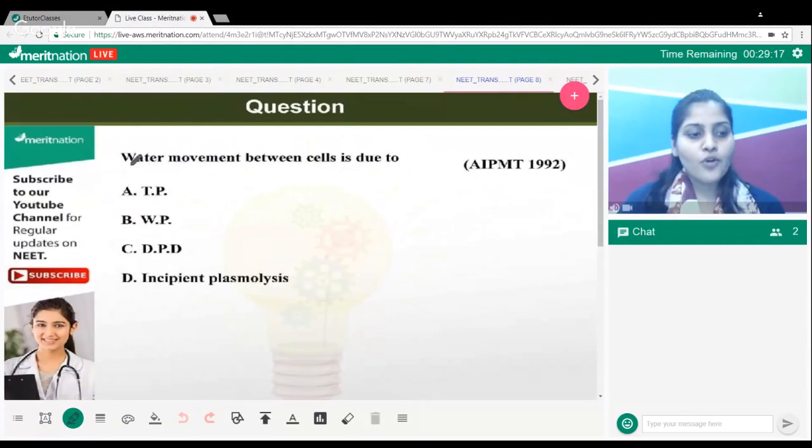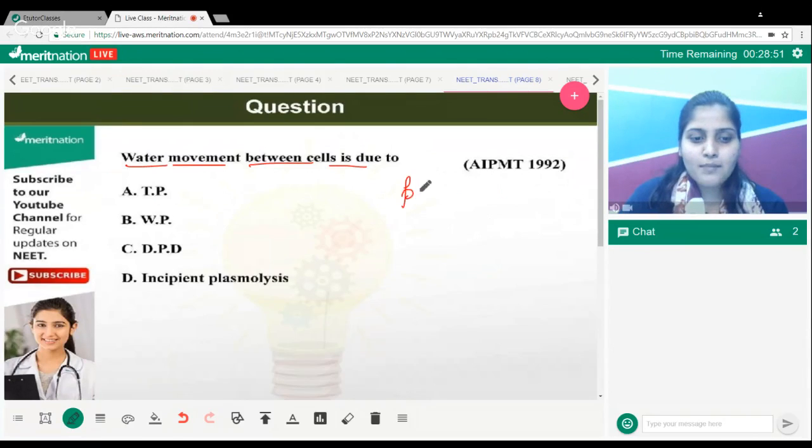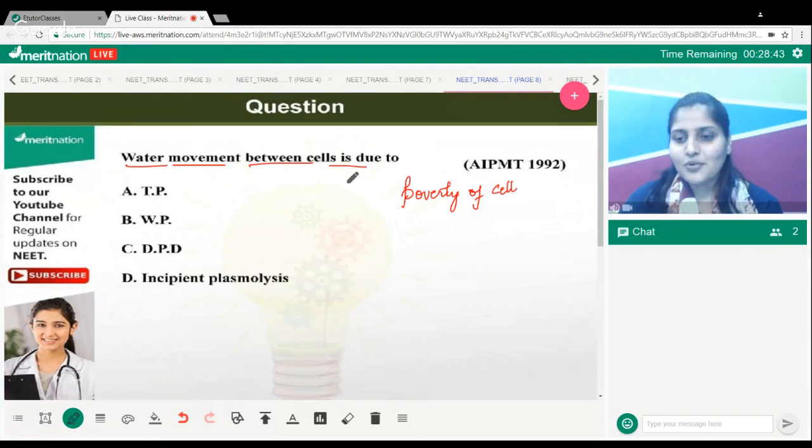Time starts. Water movement between cells is due to... Now, what is that force or pressure which is allowing the movement of water between two cells? Okay. Now understand, guys. Let me give you a very mundane concept. Something goes from one place to another based on the concentration and the need, right? So here again, you have to think about the poverty of a cell. If a cell is poor, it will get water from a richer cell or a less poor cell. That's how you have to think here.